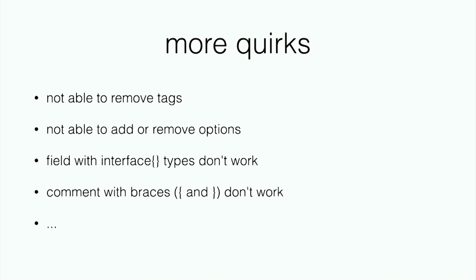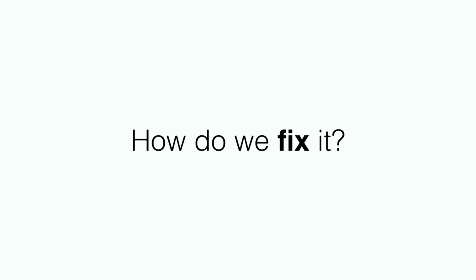And there were many other problems with it, like we couldn't remove tags, and it was not easy to add and remove options. And if the comment, for example, itself has a brace character, it didn't work. So how do we fix it? There should be a better solution for this. So I took a step back and rethought how we could fix it.